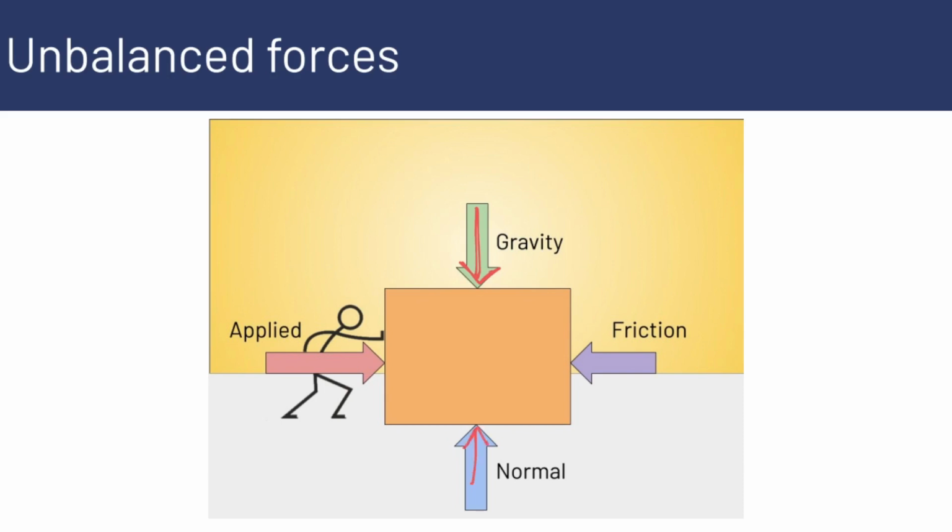Notice that these two arrows are the same length, which means that they are exerting the same amount of force. So gravity and the normal force are usually the same, meaning that they're balanced, offsetting each other completely. If gravity were stronger, the box would be pushing through the floor. And if the normal force were greater, the box would be lifted up off the ground into the air.